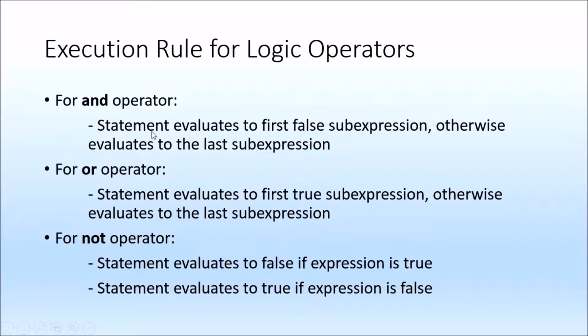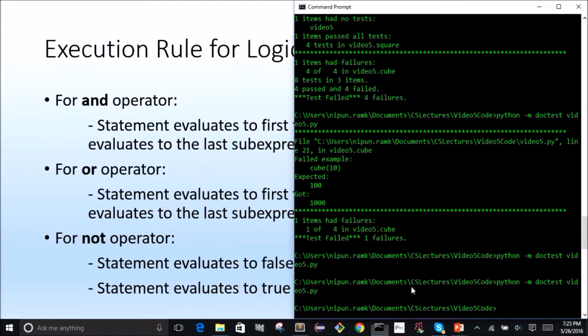So for the AND operator, the statement evaluates the first false sub-expression. Otherwise, it evaluates the last sub-expression. So what's a sub-expression? It's anytime you have expressions within expressions that evaluate to something themselves. Okay, so the OR operator is a little different in that it evaluates the first true sub-expression. Otherwise, it evaluates the last sub-expression. And then for the NOT operator, it evaluates to false if the expression is true. It evaluates to true if the expression is false. Pretty intuitive there. So let's look at examples of this.